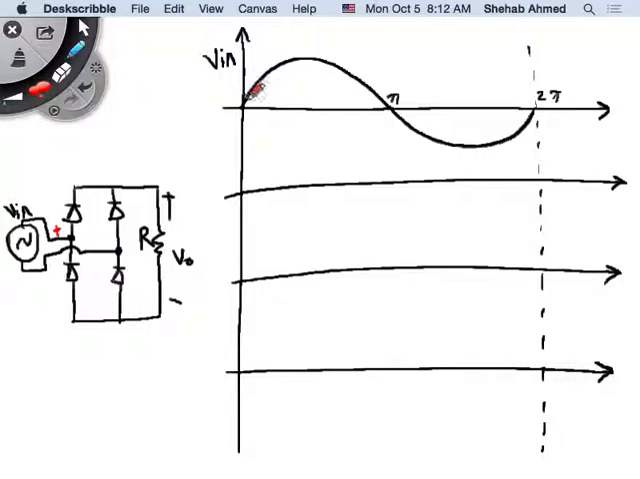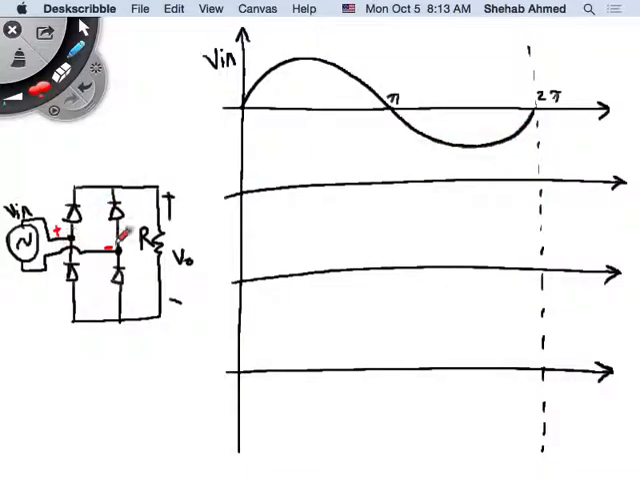is positive, right? With respect to this point here, correct? So this is the most positive potential in the circuit. This is the most negative potential in the circuit. If you hold the voltmeter with the positive probe here and the negative probe here, you will see this waveform on an oscilloscope.